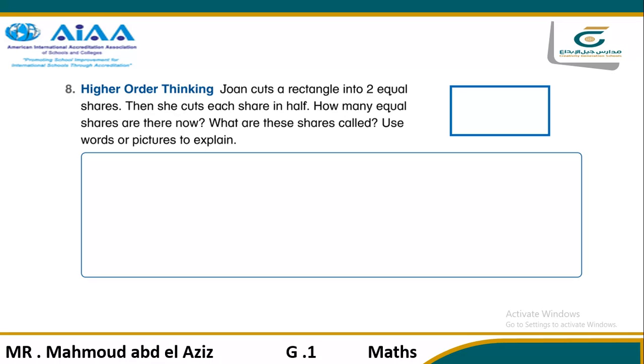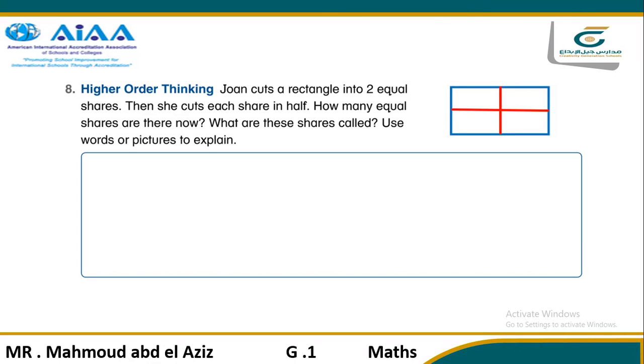Again, Joanne cuts a rectangle into 2 equal shares. So first she divided it into 2 equal shares. Then she cuts each share in half. So how many shares do we have now? Excellent. We have 4 shares.